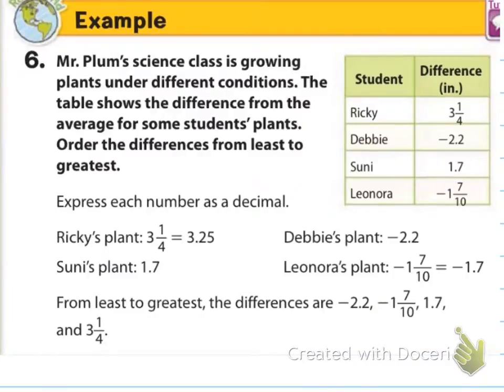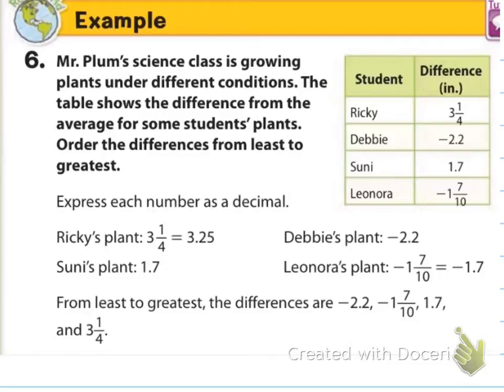So number 6, Mr. Plum's science class is growing plants under different conditions. The table shows the difference from the average for some students' plants. Order the differences from least to greatest. So we've got Ricky, who has a difference of 3 1/4. Debbie, who went negative 2.2. Sunny went positive 1.7, and Lenora went negative 1 7/10. So we want to put it in order for the differences from least to greatest.